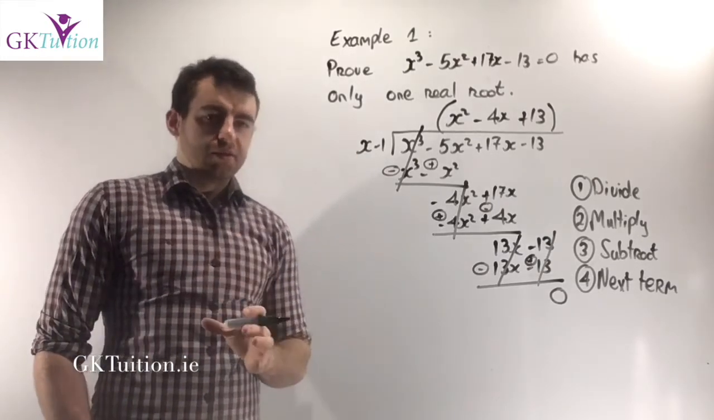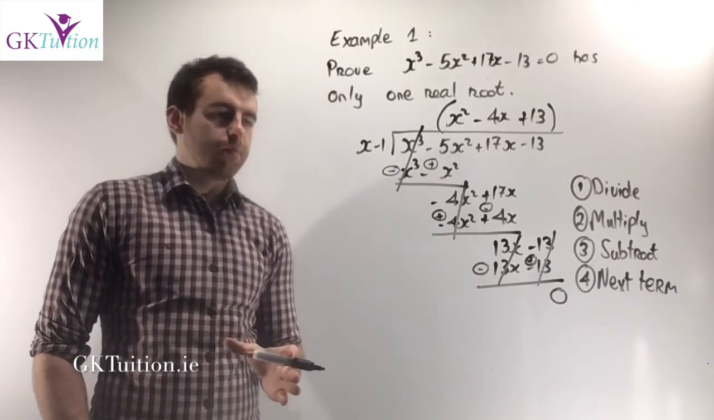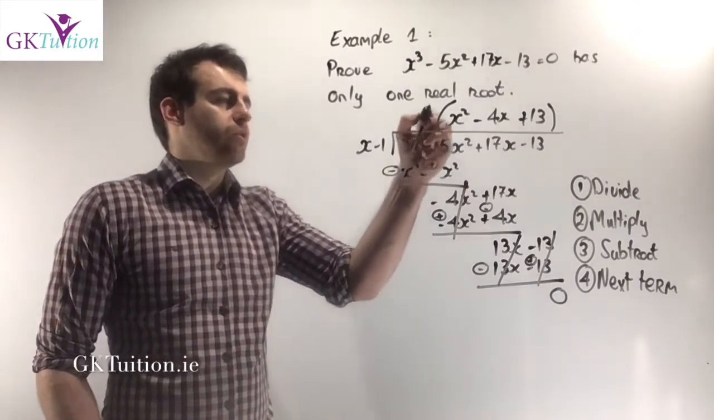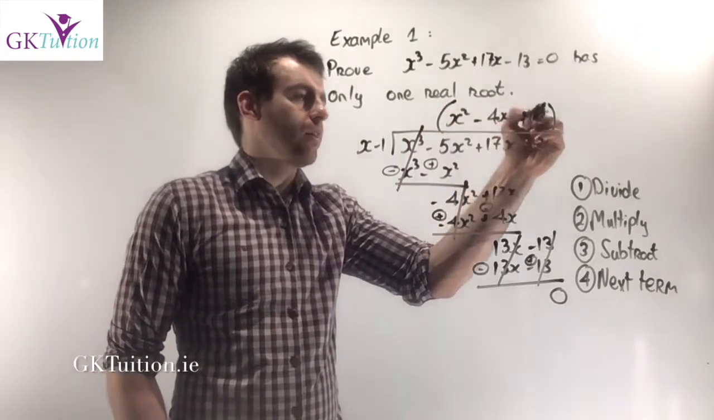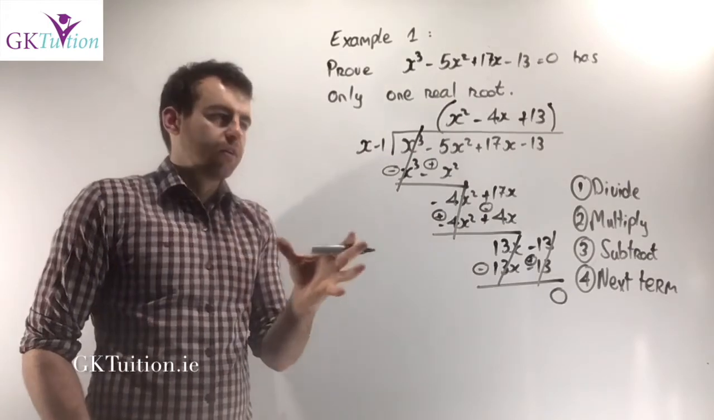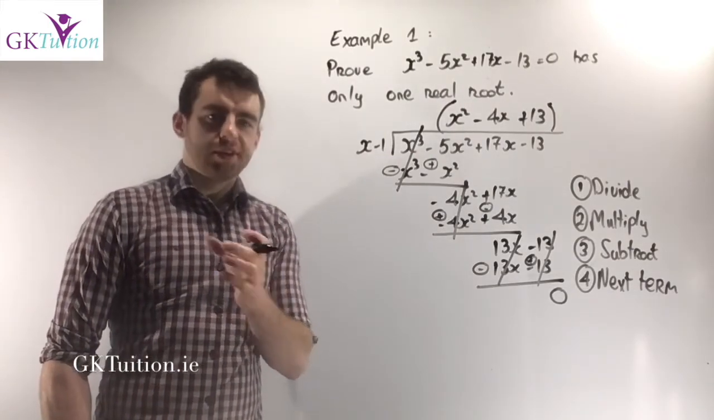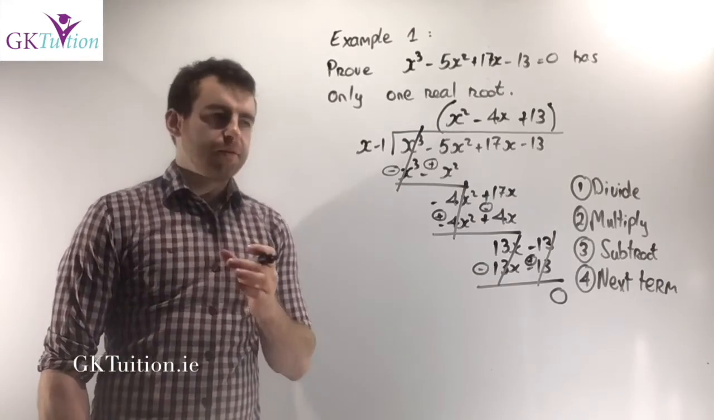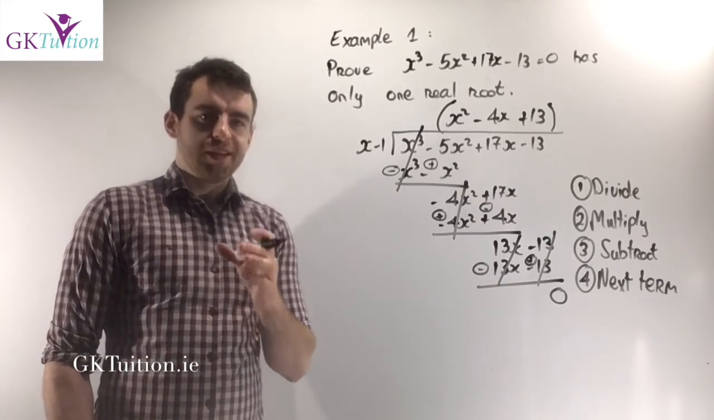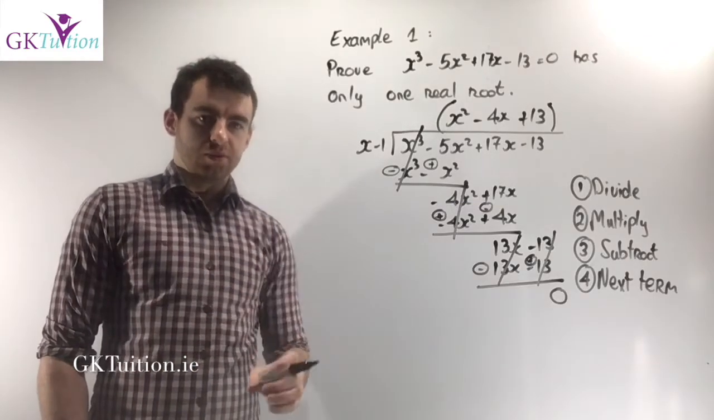So what I need to do is prove that the other two roots are imaginary. In other words, I need to prove that the two roots of this quadratic are imaginary. Cast your mind back to the video we did on the nature of quadratic roots. We were dealing with the discriminant. If the discriminant b squared minus 4ac is less than 0, then a quadratic equation has no real roots.